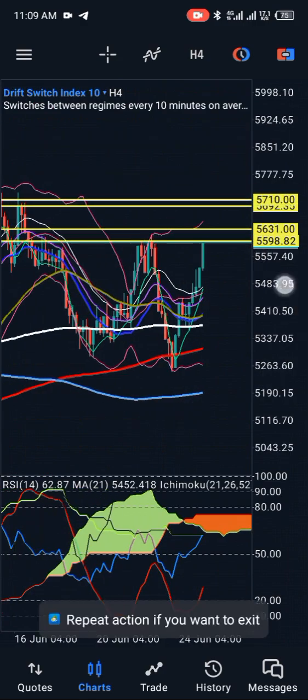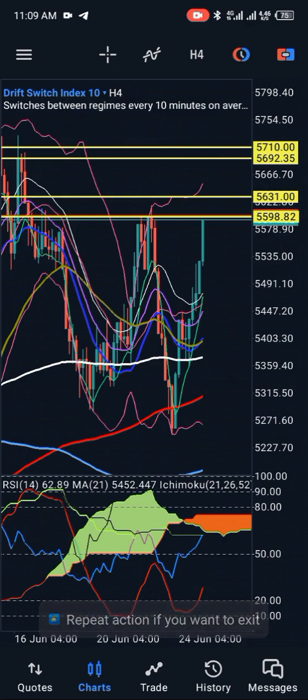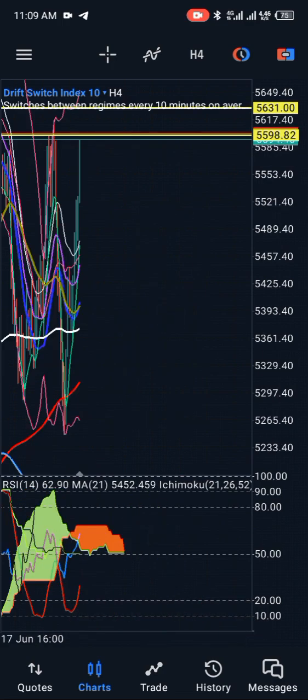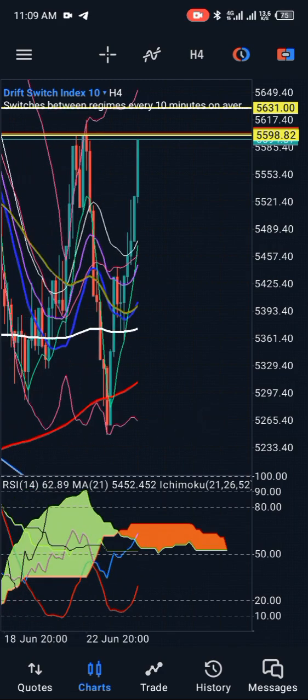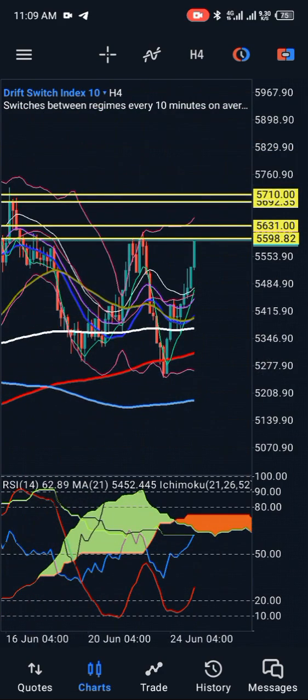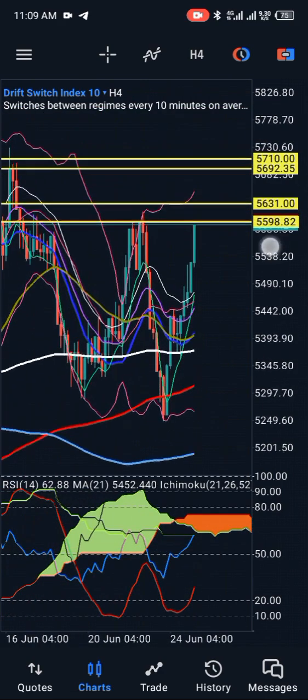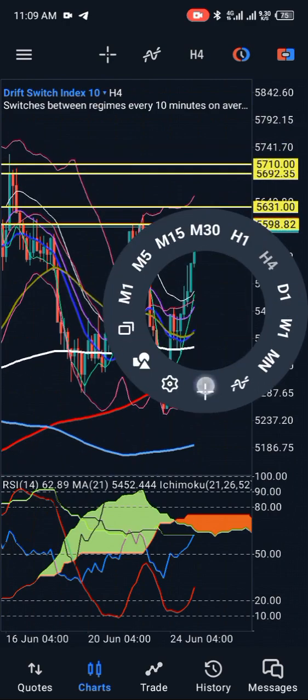Remember, I use H4 to analyze my market and I enter on the 15 minutes time frame. I break it down to the 15 minutes time frame, or you can enter on the 5 minutes time frame as a scalper. And you see my zone, my marked zone.